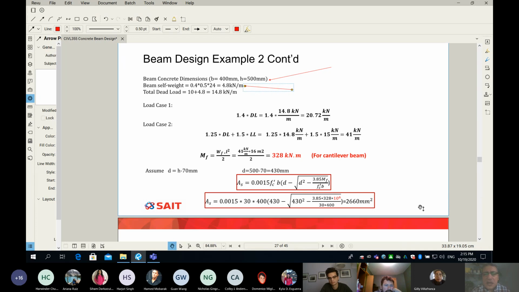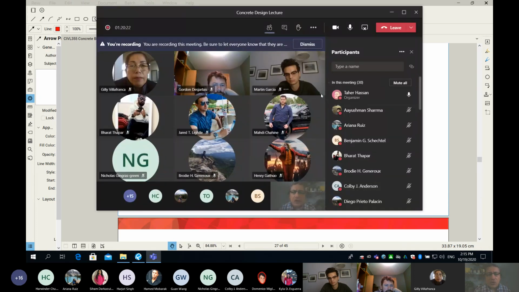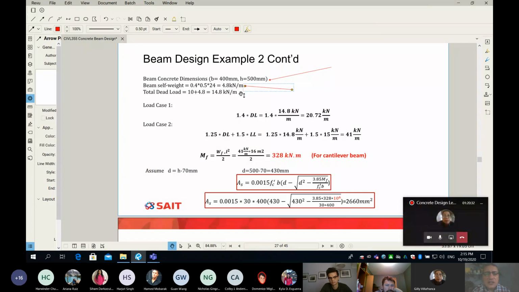If you guys remember, sometime in my course, I gave you the rule. Very simple. You take the width of the beam, multiply by the depth of the beam, times gamma concrete, 24. If you do this, you get 4.8 kilonewton per meter. This is the self weight of the beam for every linear meter of the beam.